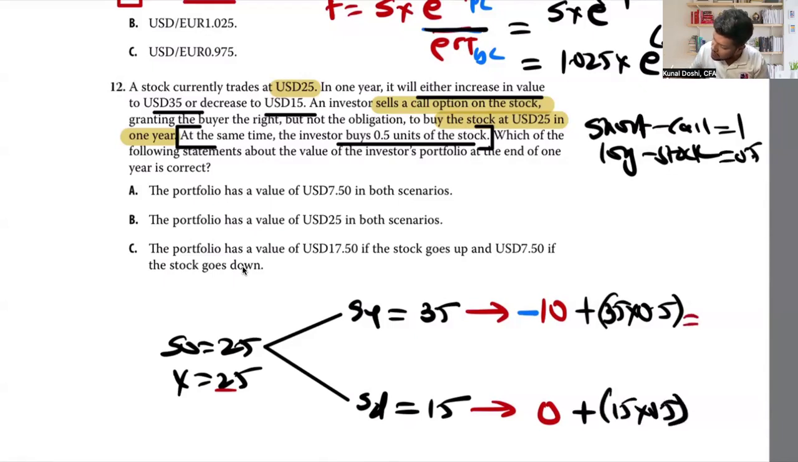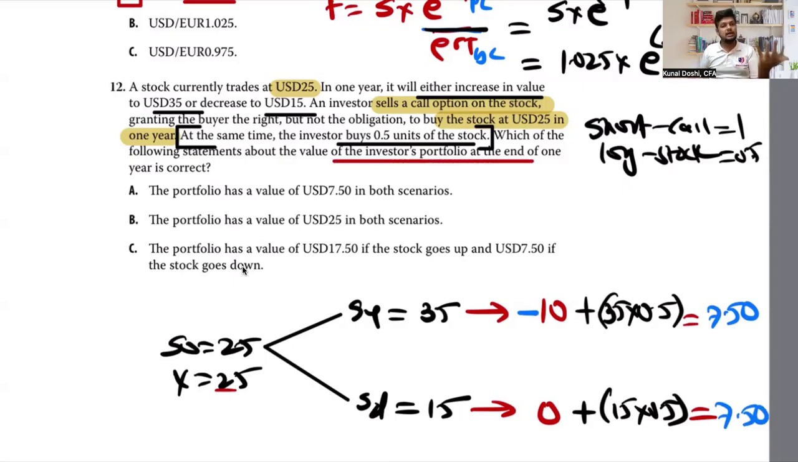Let's see what's the cash flow. What's the value of portfolio? So 35 into 0.5, that is 17.5 minus 10. This will be 7.5 if the value goes up. And this will also be 7.5 if the value goes down. What is the question? Which of the following statement about the value of investor's portfolio at the end of the year is correct? The portfolio has a value of 7.5 in both the scenarios. A is the answer.